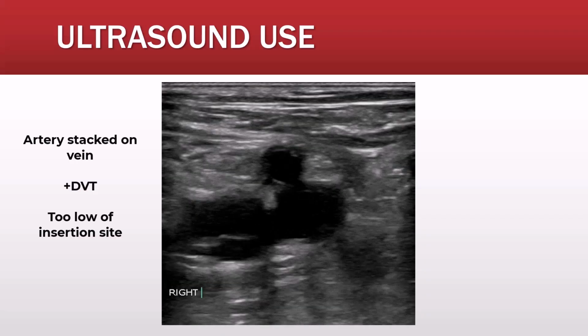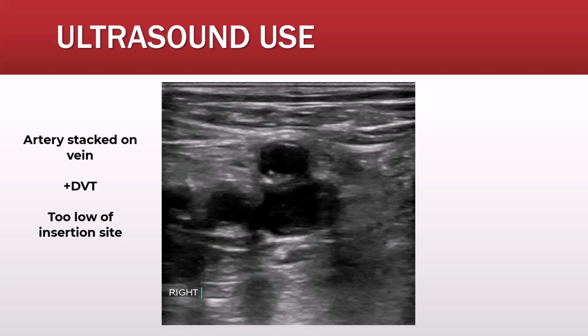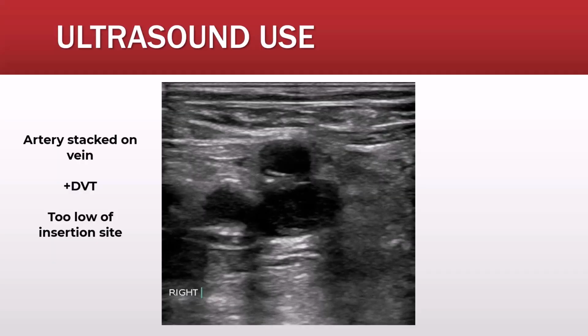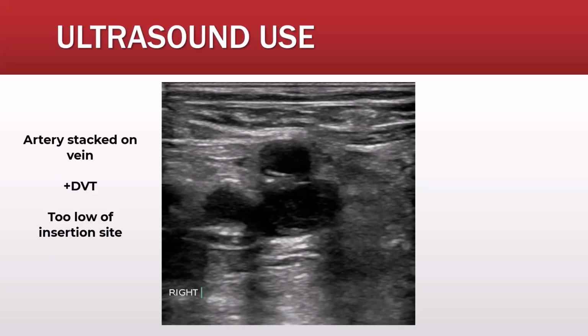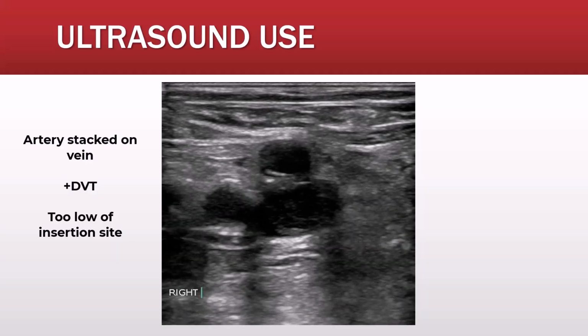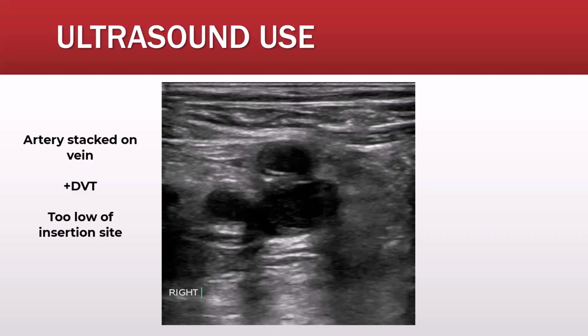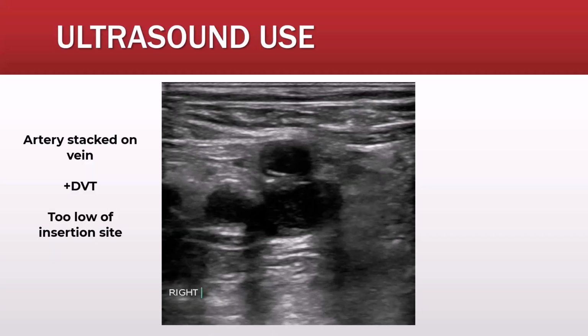So to summarize, we're seeing a common femoral artery that's sitting right on top of the femoral venous vessel. This is going to make cannulation more difficult. We're seeing a non-compressible common femoral vein indicating a DVT, and we're also starting to see the femoral saphenous junction, which is indicating that we are too low at our attempted insertion site.